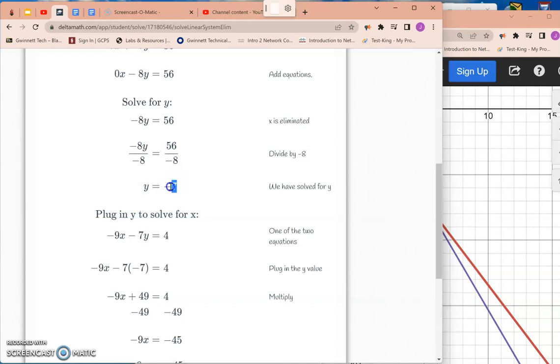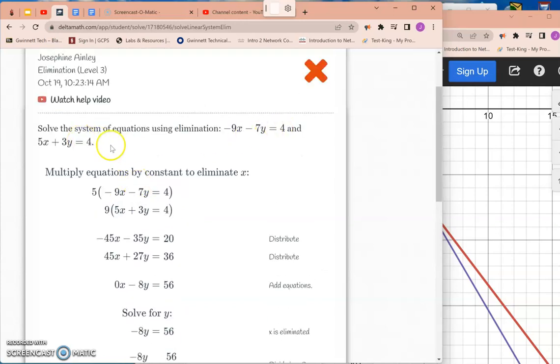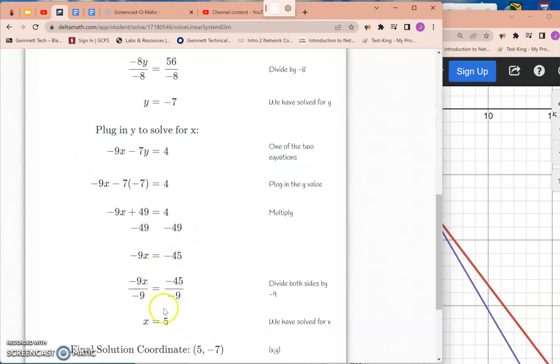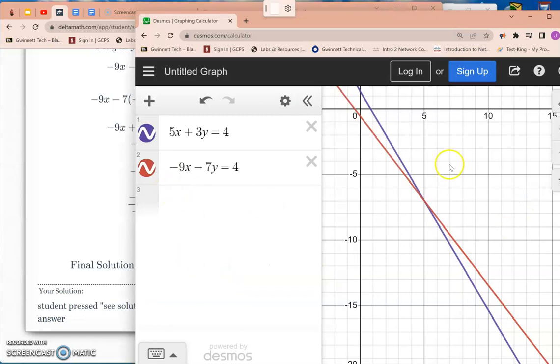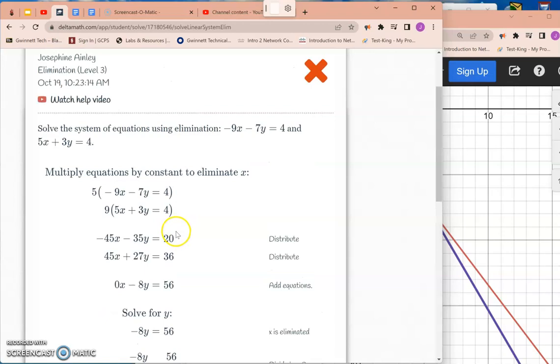And just like before, you plug in -7 into any one of these equations, whichever looks easier. So you can put it right here, -7, and then you solve for x. So you still end up getting (5, -7). All right, you can use the alternate method as well. It's just your preference.